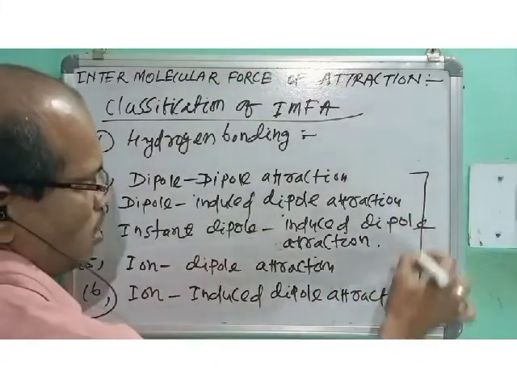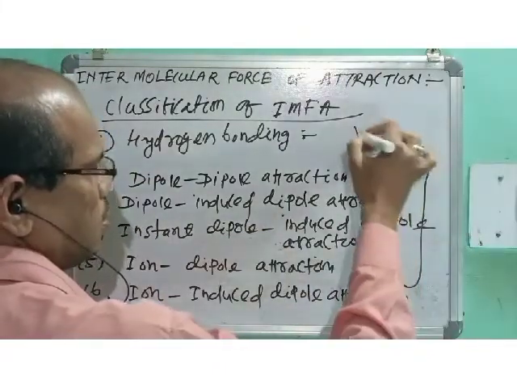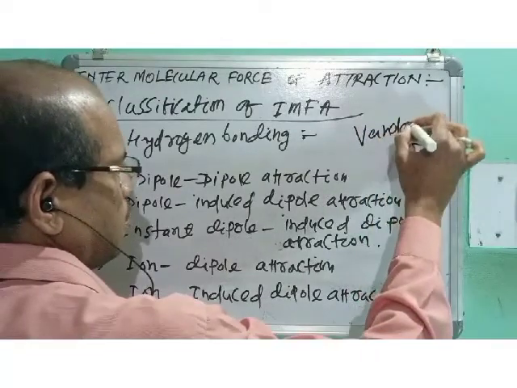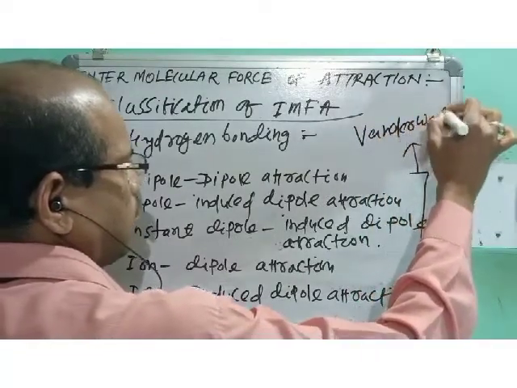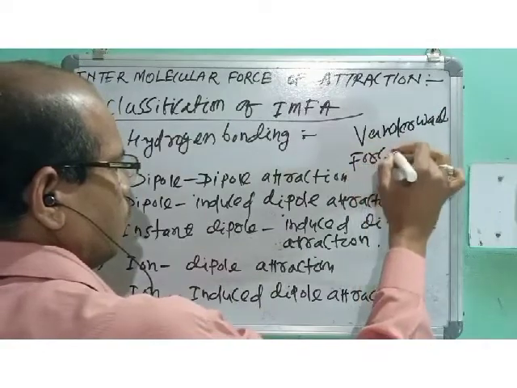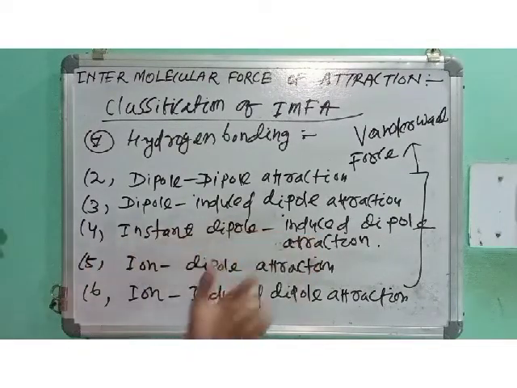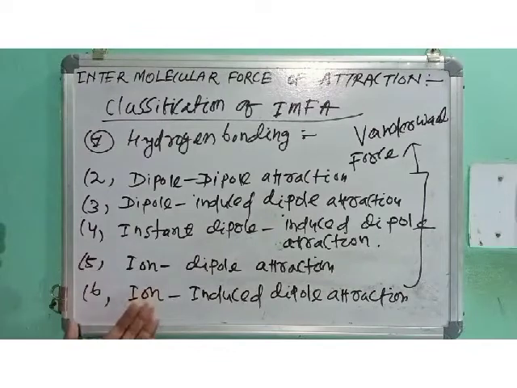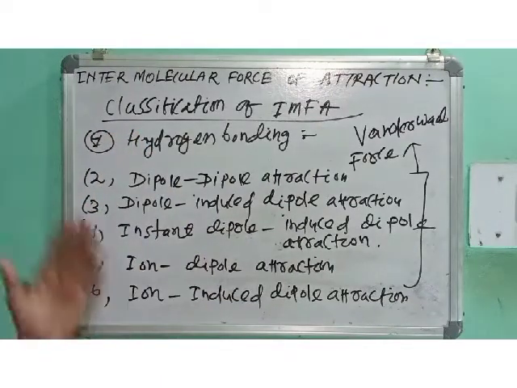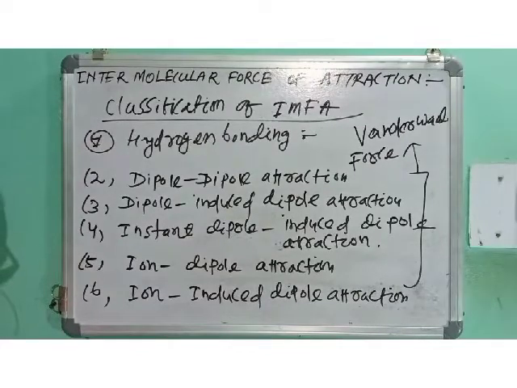All such force of attraction from 2 to 6 are mostly known as van der Waals force. Such types of force of attraction like dipole attractions, dipole induced dipole attraction, instant dipole induced dipoles, ion dipole attraction or ion induced dipole attractions are mostly known as van der Waals force of attractions. Now we'll discuss one by one. First we'll discuss hydrogen bonding.